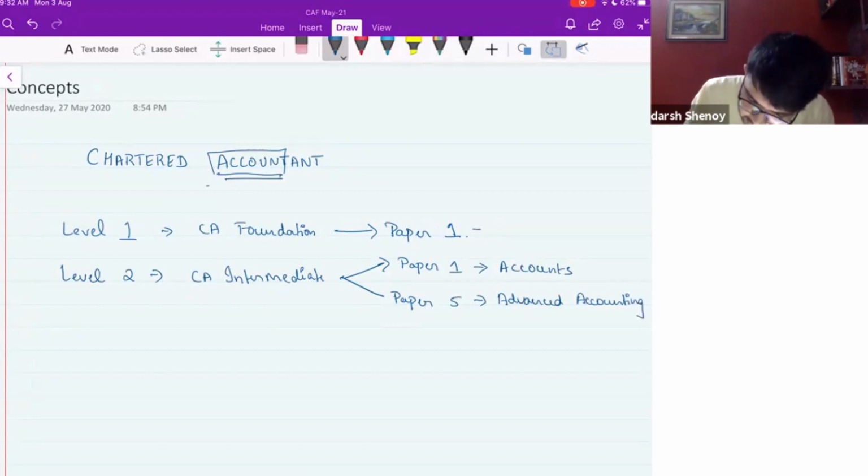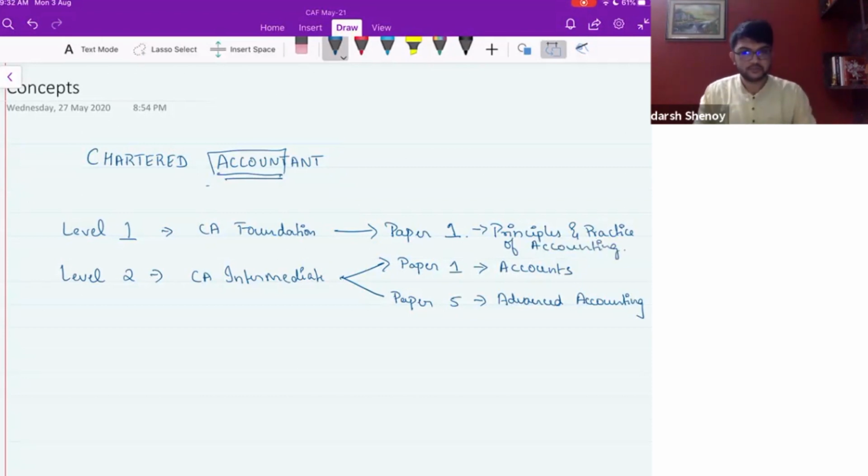Paper number 1 here is known as what? Principles and practice of accounting, which we are going to study. This I'm going to teach you. We are going to study it over here.